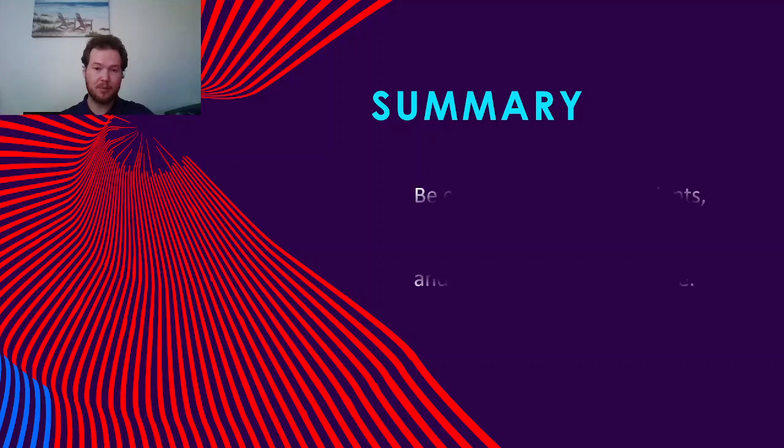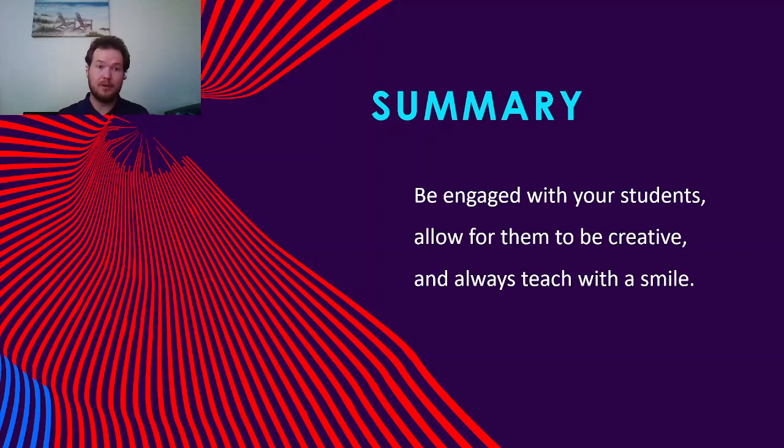So in summary, there's a lot that we need to do when we're teachers. I broke it down to three main things. We want to make sure we're engaged with our students. We want to allow for them to be creative. And we always want to teach with a smile. We want them to know that we're happy to be here. We're excited about the information. Learning is power, and being able to memorize everything, that's not the whole thing. We want them to actually connect with the information.